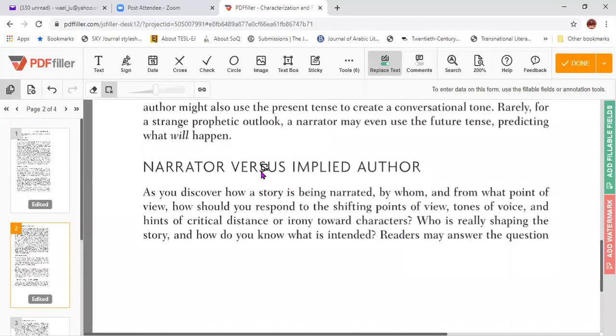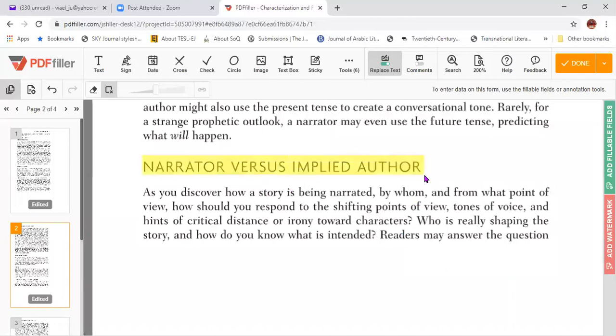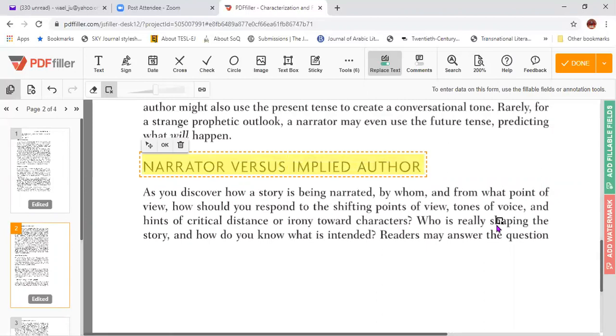Now, the last thing is the narrator versus the implied author. One thing, guys, that you have to understand is to distinguish between the author and the narrator, okay? The narrator is the person who tells the story, but the author is the poor person who wrote the story. So there is a difference between the person who tells the story and the person who narrates the story.